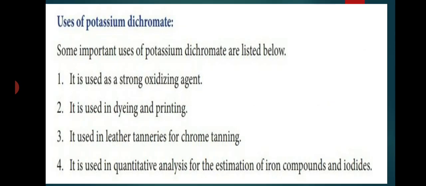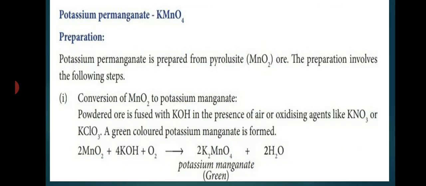So please remember the preparation, properties, the very important property is the oxidizing property, and the very important test is the chromyl chloride test. Then the next compound is potassium permanganate, KMnO4. It is prepared generally from pyrolusite, that is manganese dioxide ore.